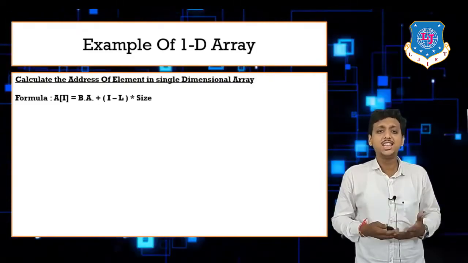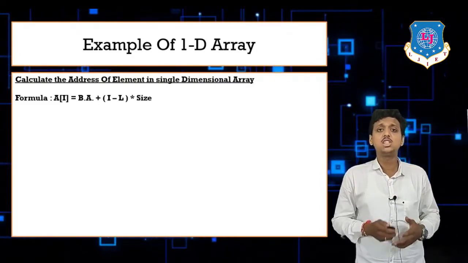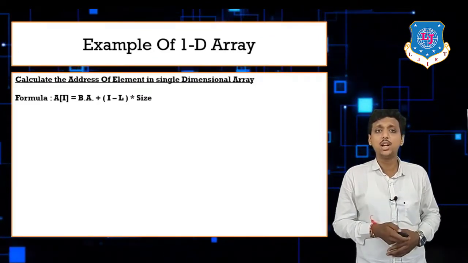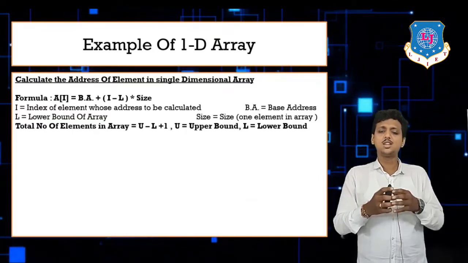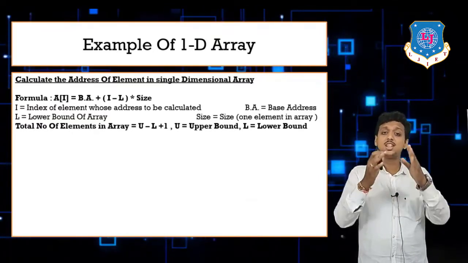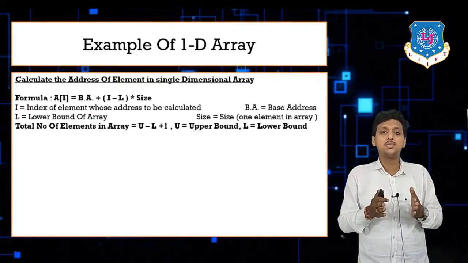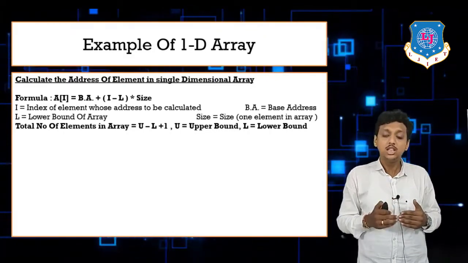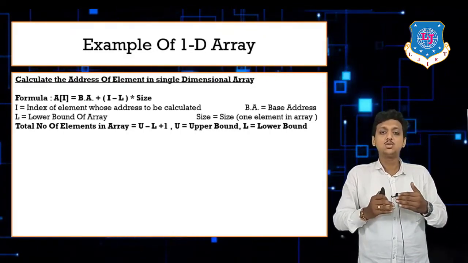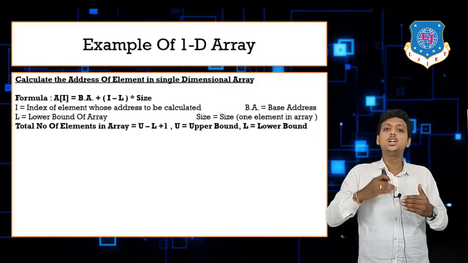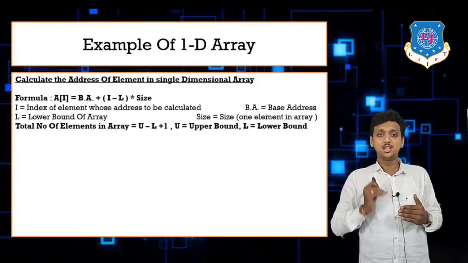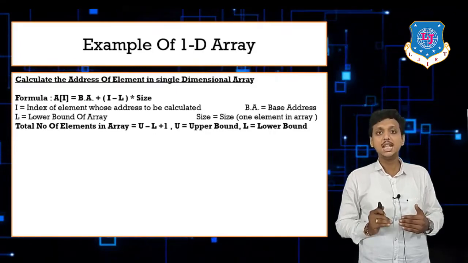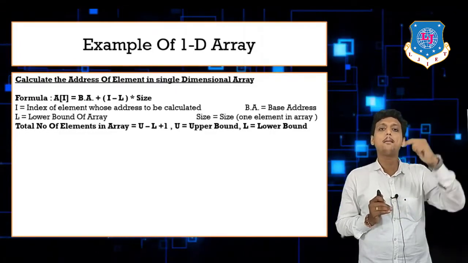So I means the index on which we want to find the address. Then L means lower bound. Okay, sir, what do you mean by the lower bound? Students, if we have an array of size 5, then the index starts from 0. That's why the elements go like this: A of 0, 1, 2, 3 and 4. So 0 is known as the lower bound of the array, and 4 is known as the upper bound of the array.